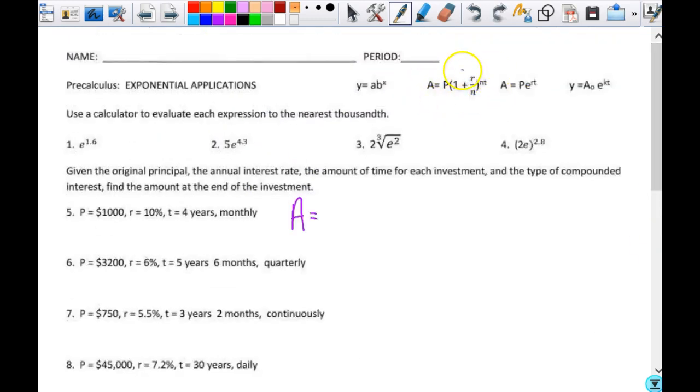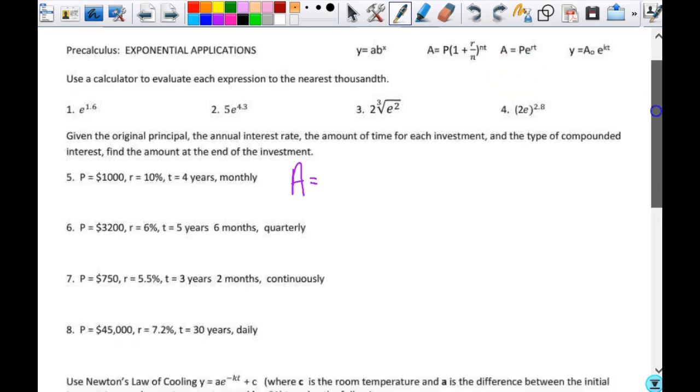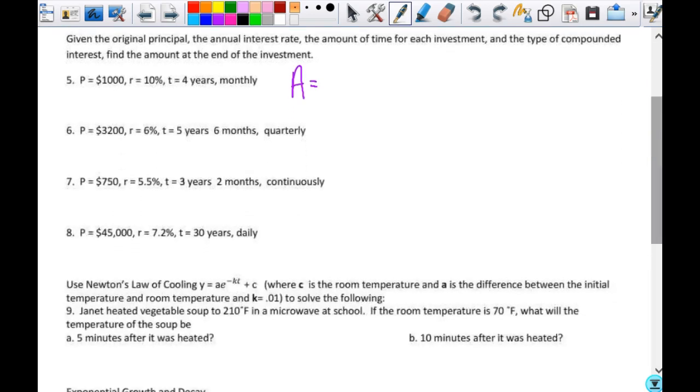This one gives me time in years. What do I use this one for? What kind of compounding? Continuous, the continuous compound. Okay, good. So that means I'm using that second little equation there.